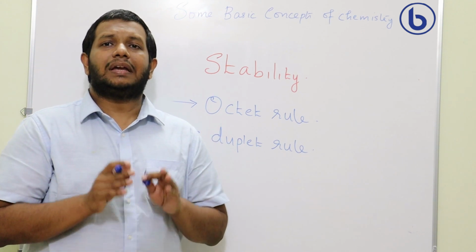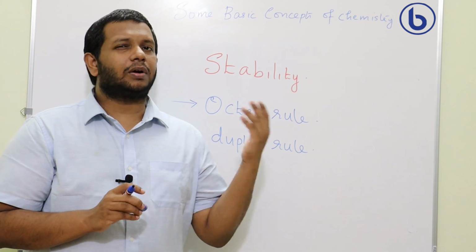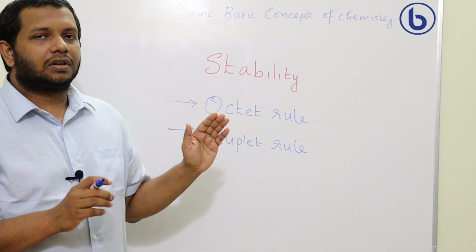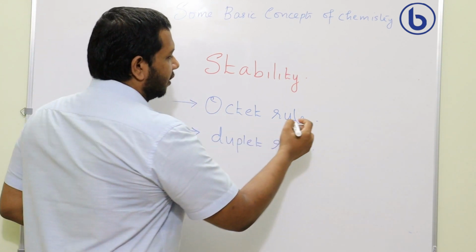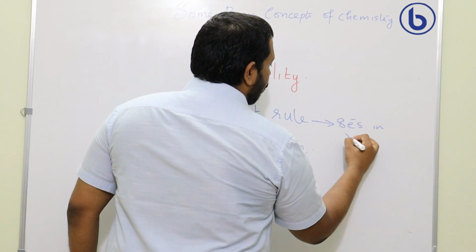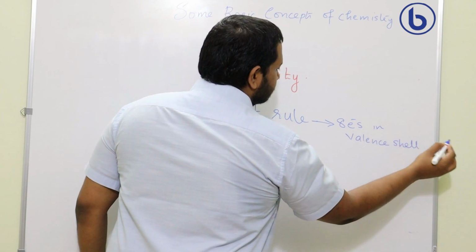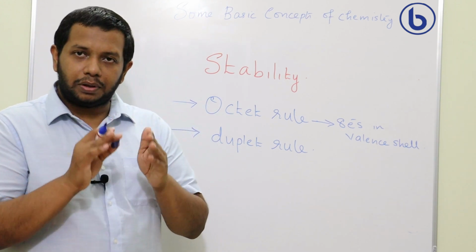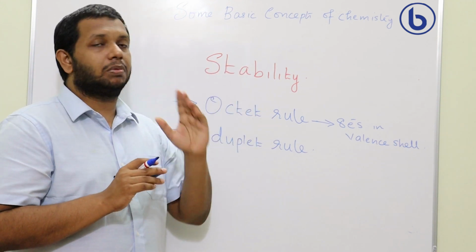If you have 8 electrons in your valence shell, so I want to introduce the term shell also, right? I will introduce it, wait. Just listen and understand: if you have 8 electrons in the valence shell, we can say that the element is following the octet rule and that particular element is stable.